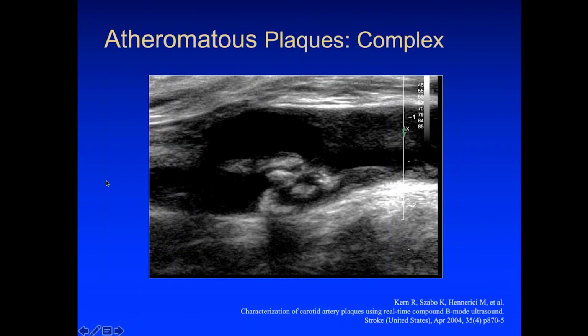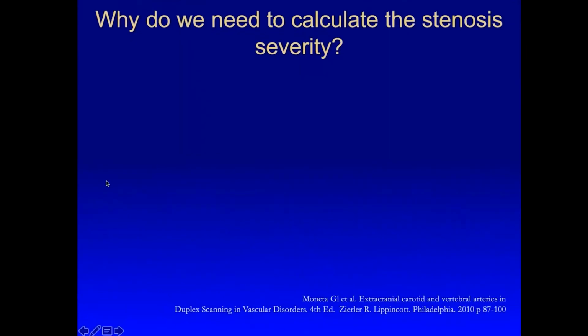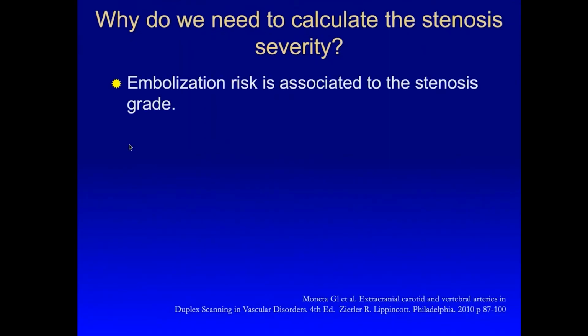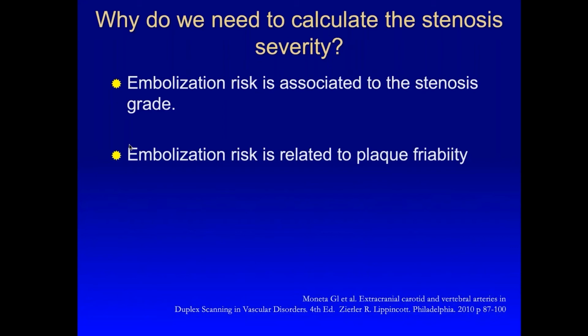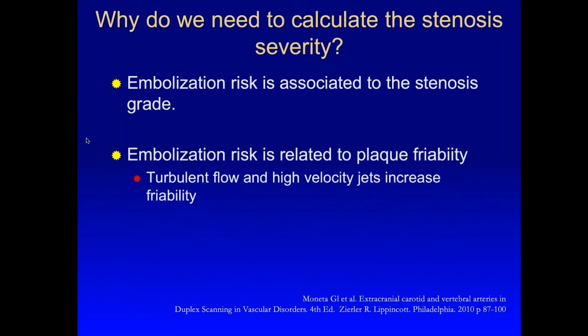Very high potential. Why do we need to calculate the stenosis severity? Well, embolization risk is associated with the stenosis grade. And embolization risk is related to plaque friability. Turbulent flow and high velocity jets increase the friability. Hemorrhagic plaques also, and as well, an irregular surface of the plaque.